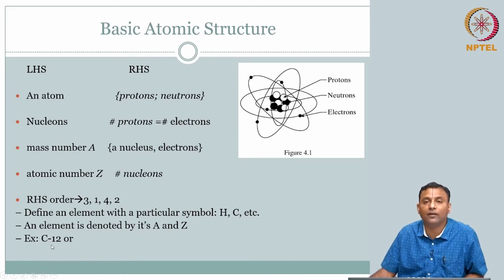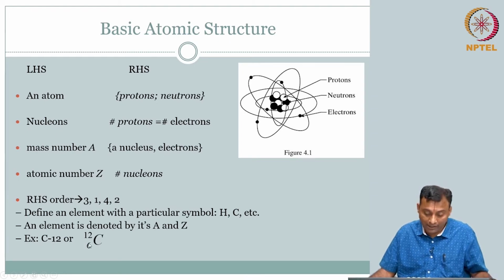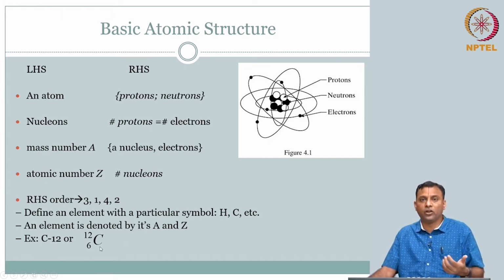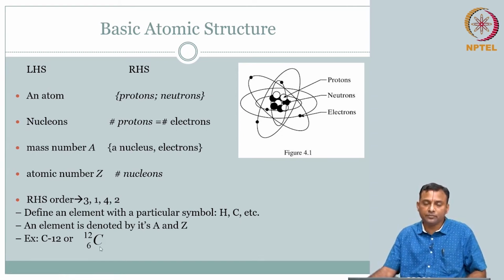So carbon-12, C-12, or you can write its mass number and atomic number. If you say 6, that is good enough, but you can also call it carbon. So there are several ways to do it, several conventions. Some of the common ones are like this.